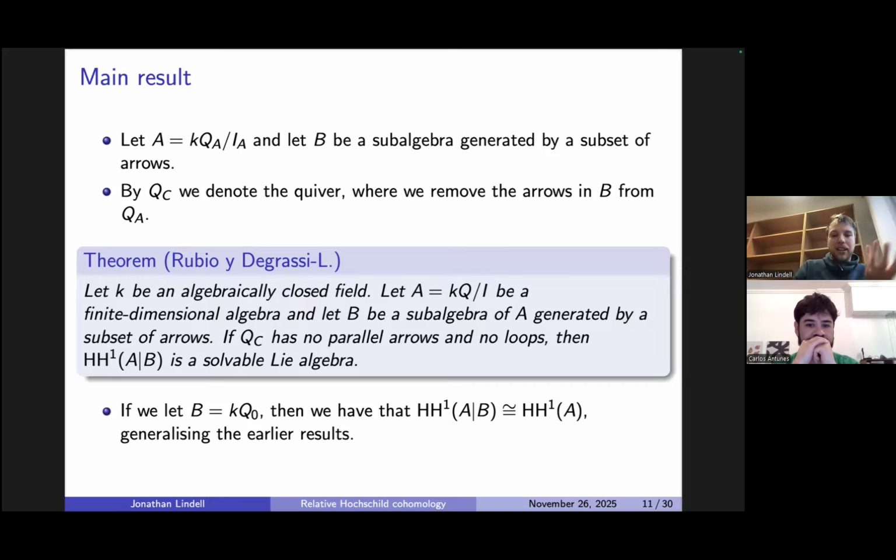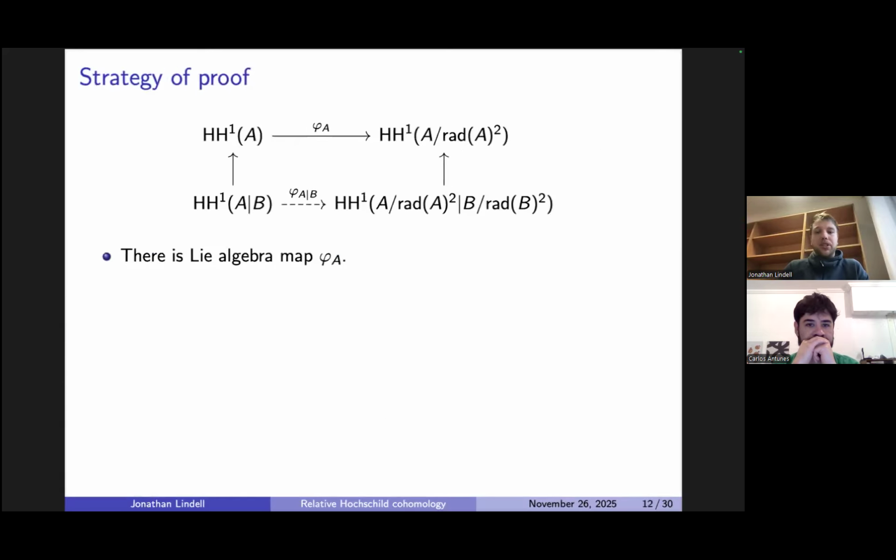So what is the idea? How do we show this? Just give a sketch of the proof. So we have, by earlier theory, the following map from HH1 of A to HH1 of A quotient by the radical squared.